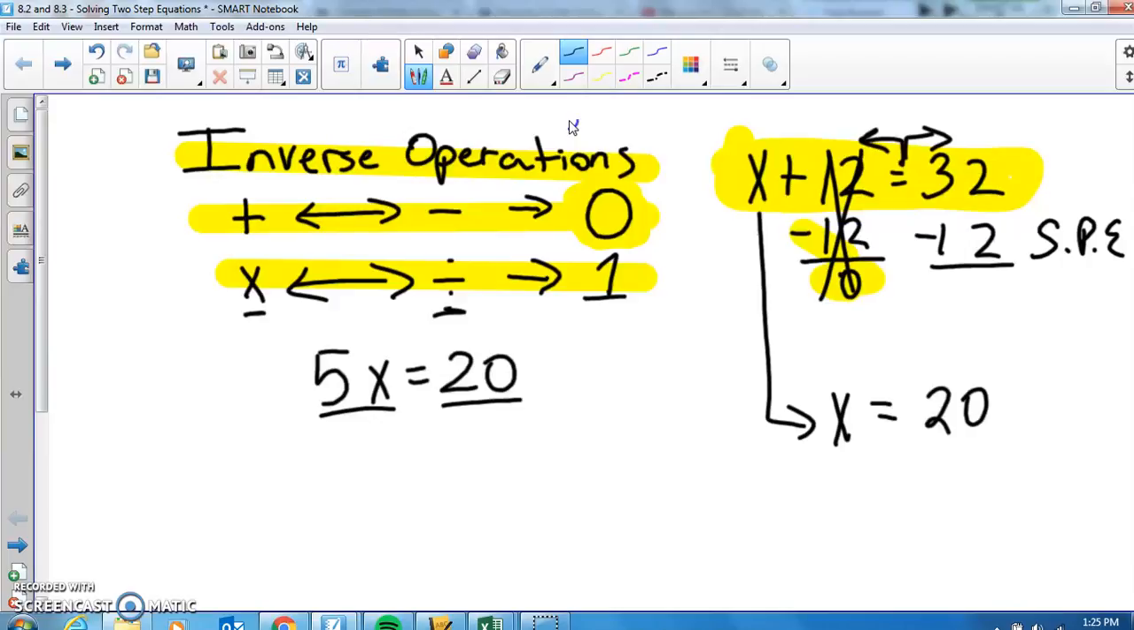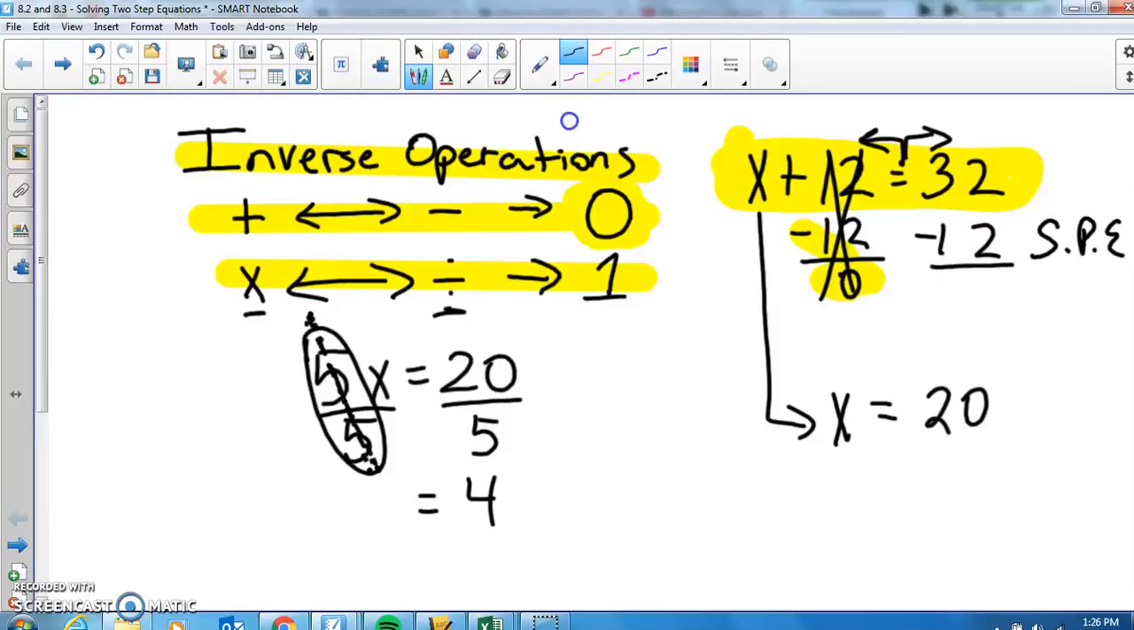We always divide by the number that's with the variable. So the 5 is the coefficient of x, so I divide by 5. 20 divided by 5 is 4. Now if you look at this left-hand side, this is the part that cancels out. What is 5 divided by 5? That's 1. So that cancels out.